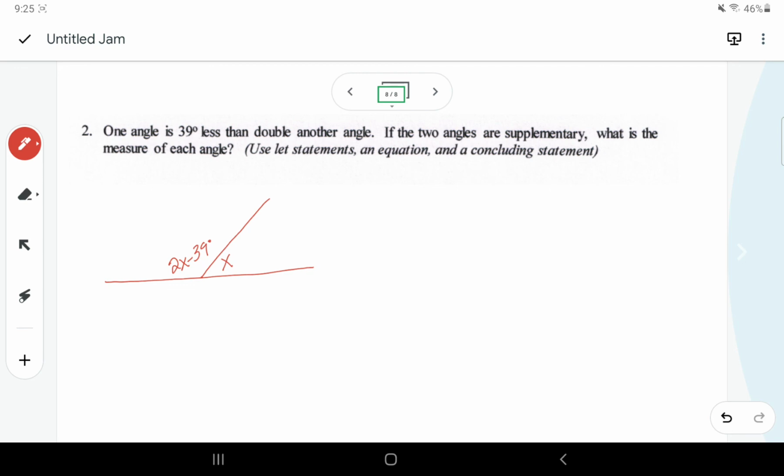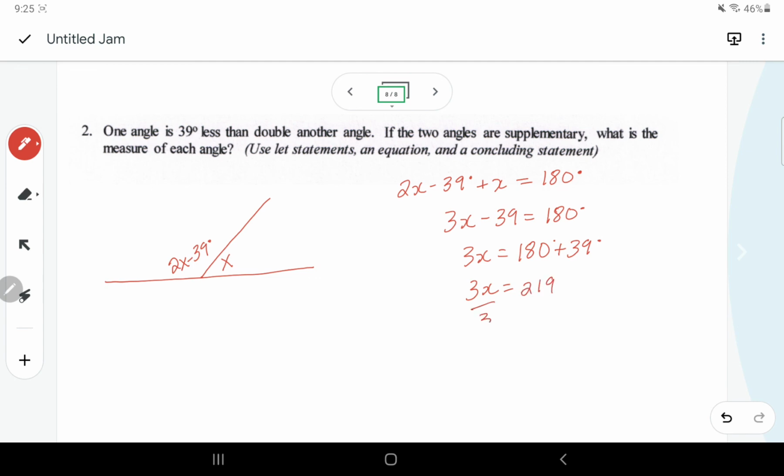Now we know that these are supplementary. So we would say 2x minus 39 plus x equals 180. And then you need to solve this for x. So I'd have 3x minus 39 equals 180. 3x equals 180 plus 39. 3x equals 219, and divide both sides by 3. What do you end up with there? Anybody have the answer?